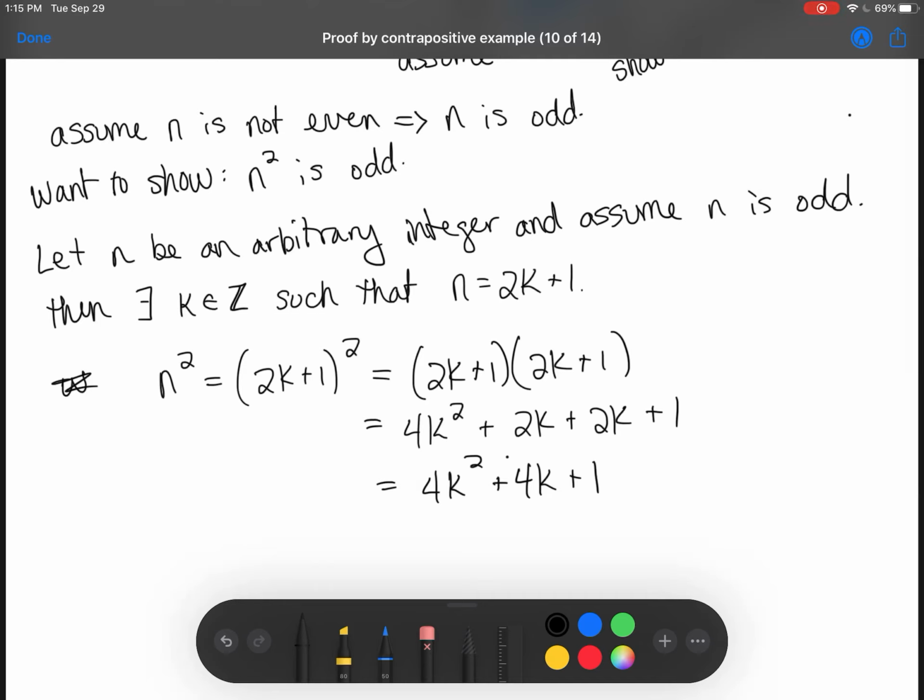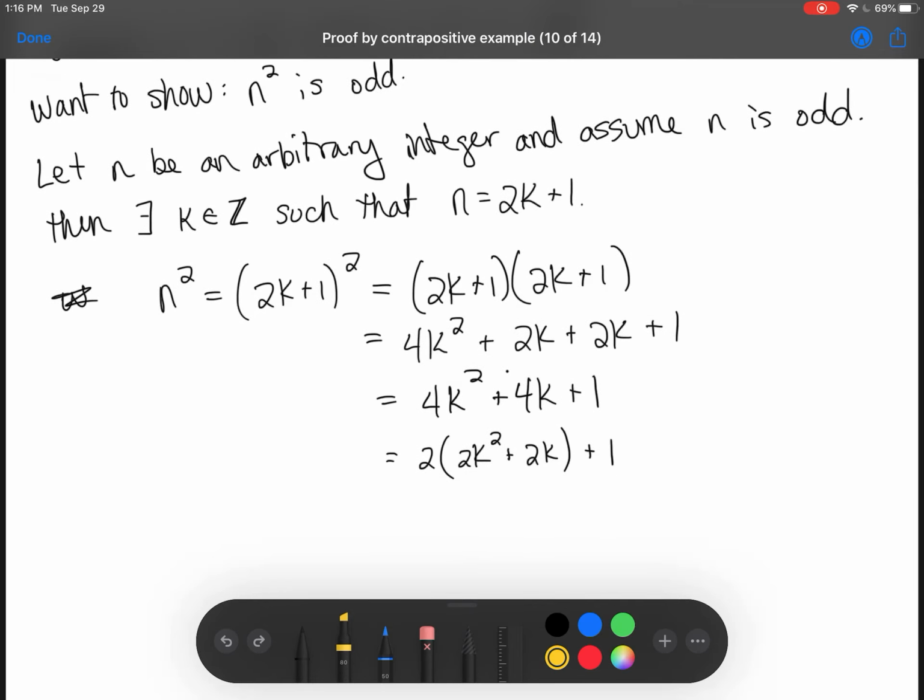Again, we're trying to show that this n squared is odd. n squared is equal to this. How do we show that something is odd? We show that it's 2 times some integer plus 1. So we're going to take just these first 2 terms and factor out the 2. Yes, the greatest common factor is actually more than just 2, but because we're trying to show that it's odd, we want to just factor out the 2. If we factor out the 2 just from the first 2 terms, we're left with 2 times 2k squared plus 2k, plus 1.